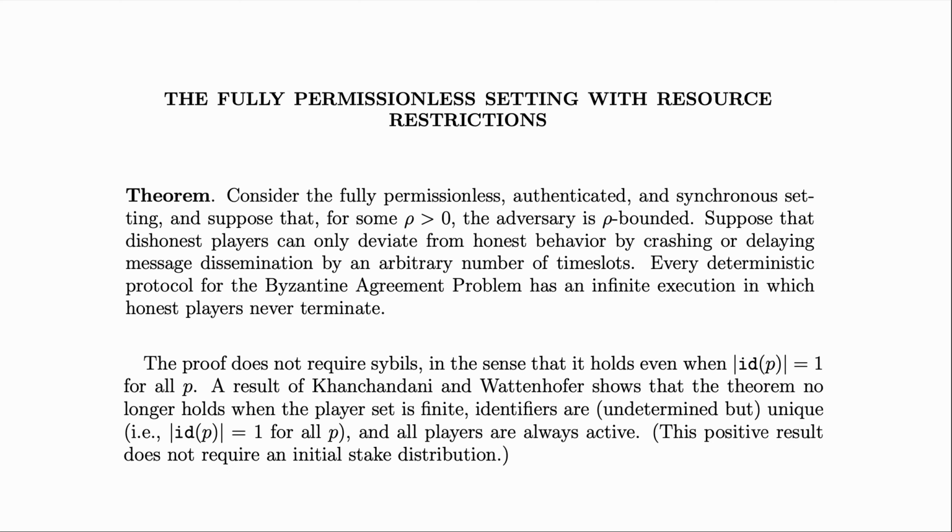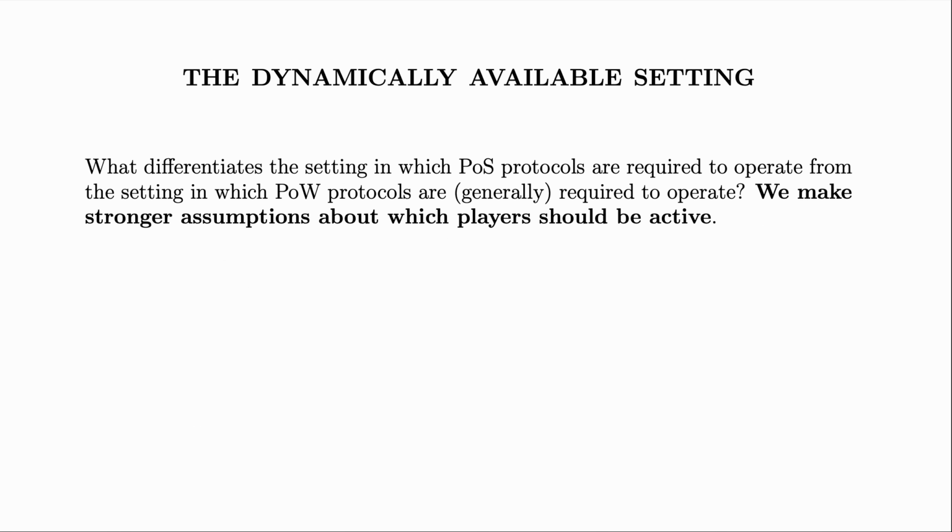So with that in mind, it's worth observing here that the proof doesn't require sybils, in the sense that it holds even when each player just owns a single identifier. There's a result of Khachandani and Wattenhofer that shows that the theorem no longer holds when the player set is finite, identifiers are unknown by the players and unique, so each player has a single identifier, and all players are always active. And this positive result does not require initial state distribution. Okay, so that's our first impossibility result.